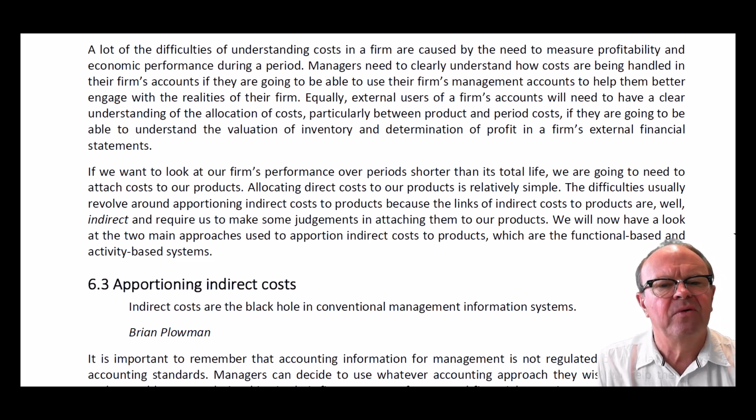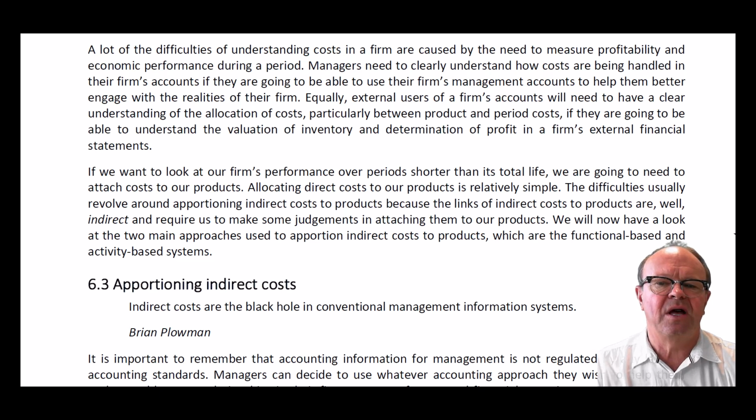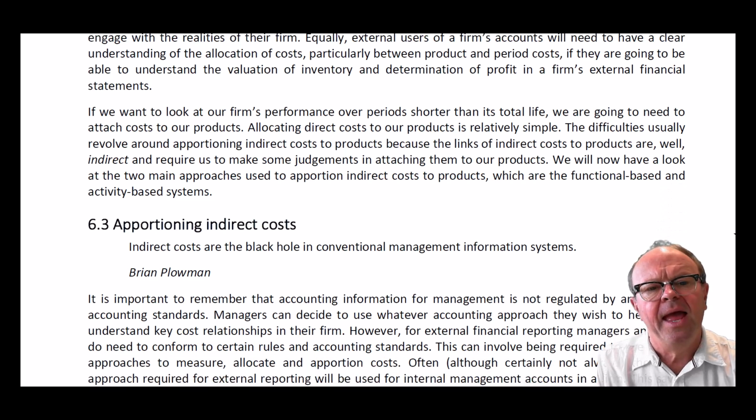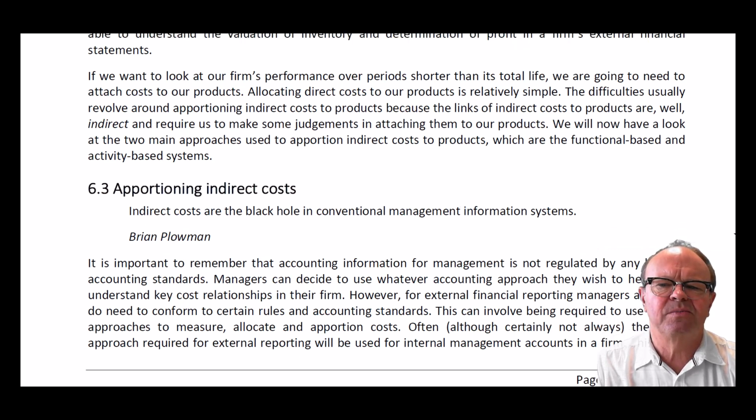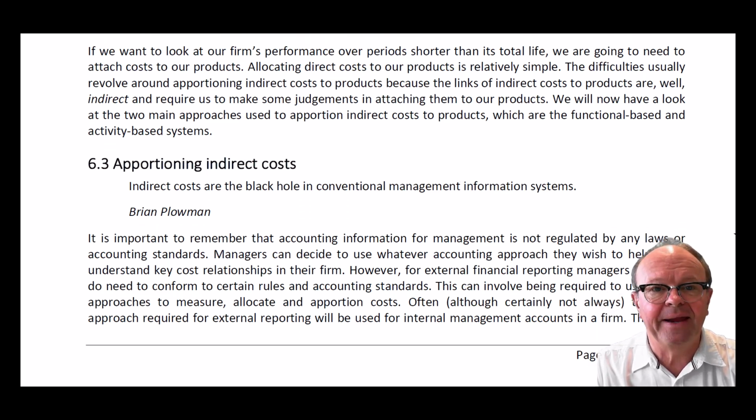If we want to look at our firm's performance over periods shorter than its total life, we're going to need to attach costs to our products. Allocating direct costs to our products is relatively simple. The difficulties usually revolve around apportioning indirect costs to products because the links of indirect costs to products are, well, indirect and require us to make some judgments in attaching them to our products. We will now have a look at the two main approaches used to apportion indirect costs to products, which are the functional-based and activity-based systems.